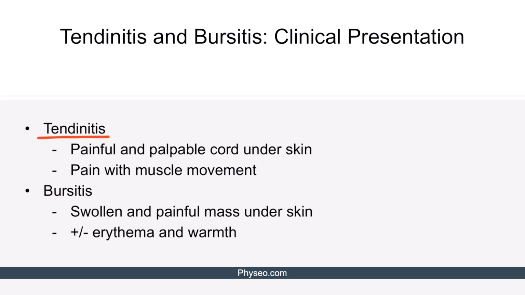Tendinitis presents with a painful and palpable cord under the skin. Pain is also present with movement of the muscle attached to the affected tendon. Bursitis, on the other hand, presents with a swollen and painful mass under the skin. Erythema and warmth may accompany bursitis.